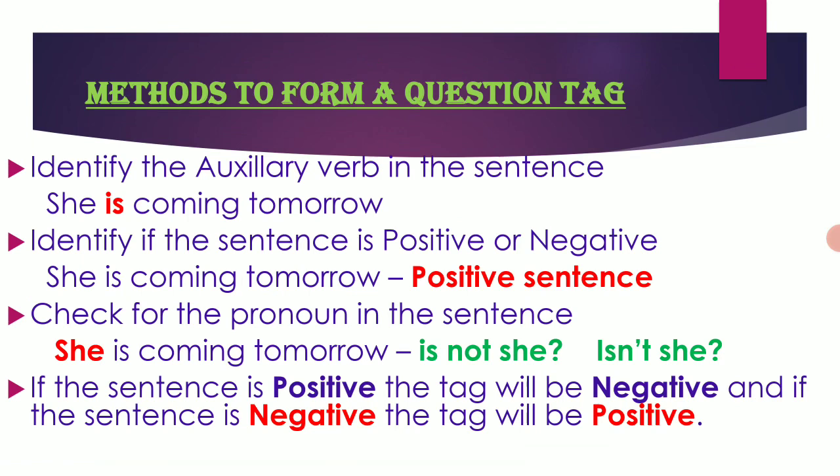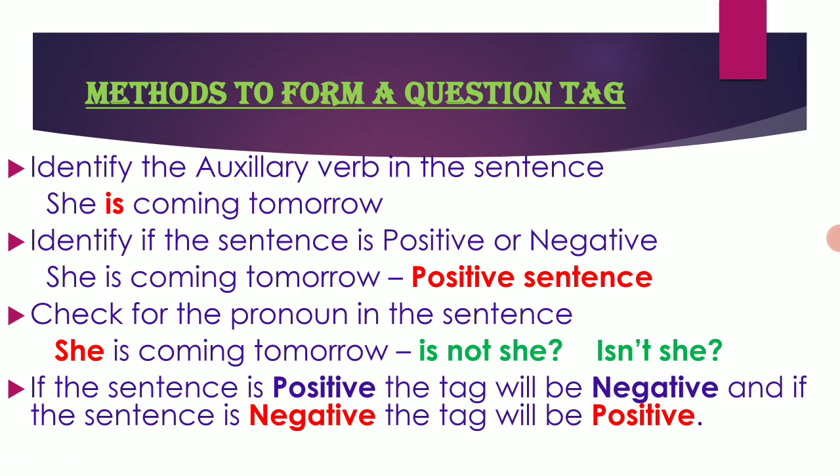So, here is a sentence given. The sentence is, she is coming tomorrow. So, first let's identify the auxiliary verb in the sentence. The auxiliary verb here is "is", which is marked in red. So, she is, you can see it is in the second word. She is coming. So, it is the auxiliary verb here.